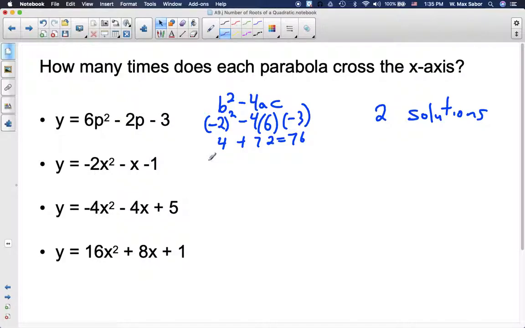The next one, we have b is negative 1, a is negative 2, c is negative 1. So we have 1 minus 8, which is negative 7. That's negative, so 0 solutions.